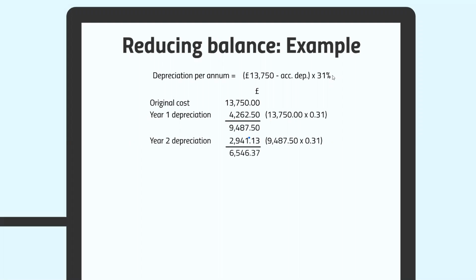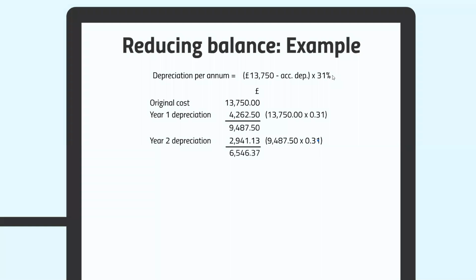So in year two, our depreciation charge would be £2,941. And this is the total of our year one carrying value of £9,487 multiplied by our rate percentage. Remember, reducing balance is the carrying value of the asset multiplied by the rate percentage, okay? So in year two, what we would have to do is subtract accumulated depreciation of £4,262 from the original cost of the asset of £13,750. This gives us our carrying value, and this is the amount that we then multiply by our rate percentage to find our annual depreciation, okay?